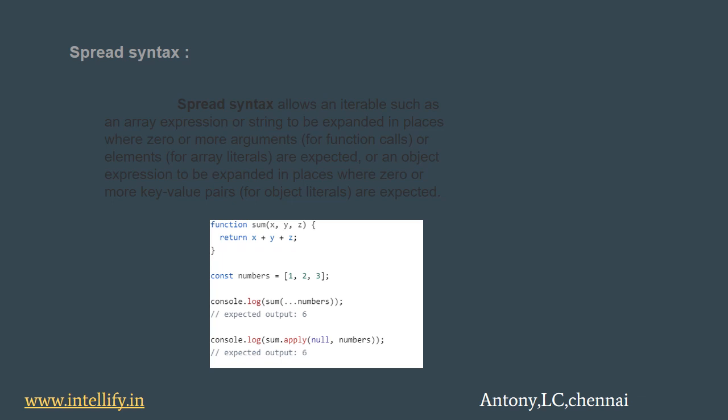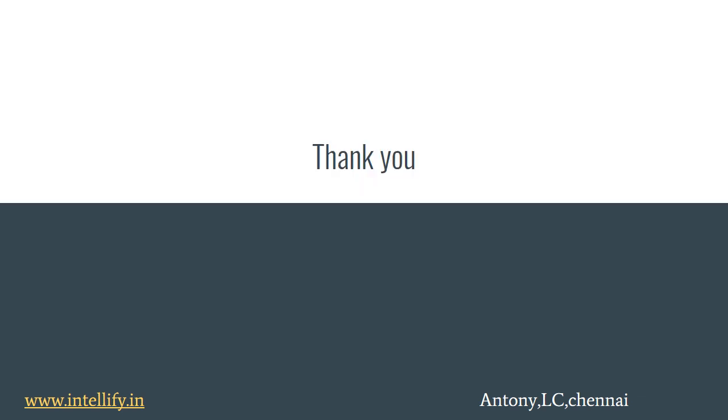In the given example, the function sum(x, y, z) returns x + y + z. The numbers are equal to 1, 2, 3. In the console log, we are printing sum of the numbers, which is represented by three dots, called spread syntax. The expected output is 6. The same can be done with sum.apply, a function.apply with null and numbers. So the output will be 6. So this is what the spread syntax is all about.